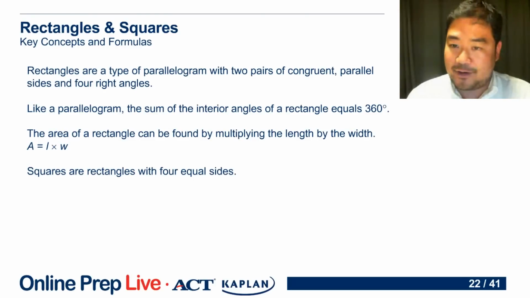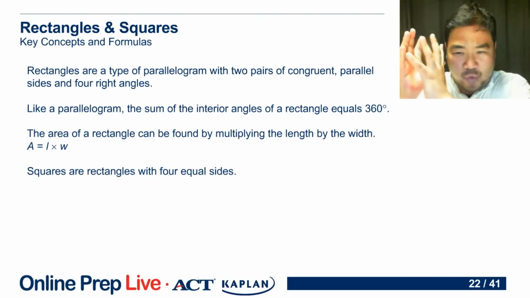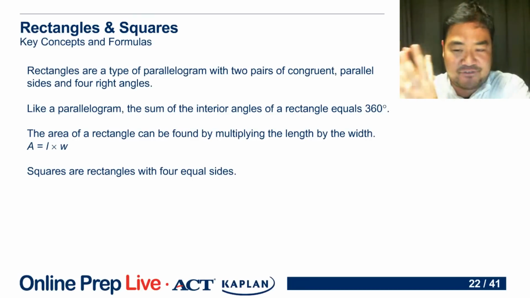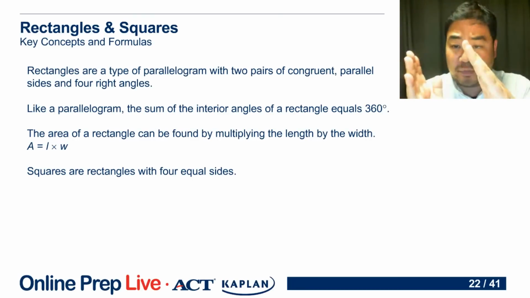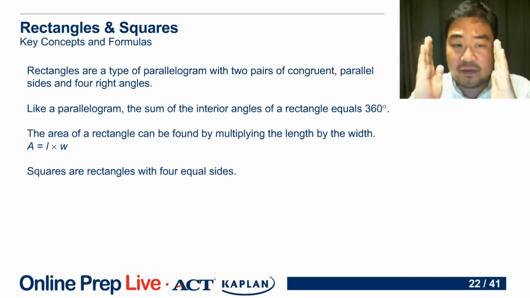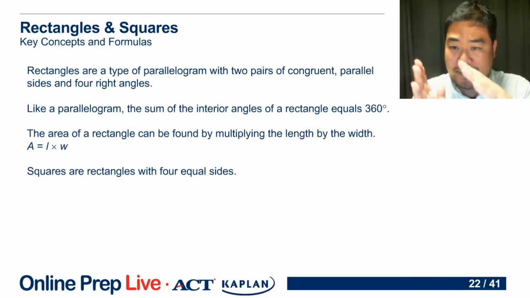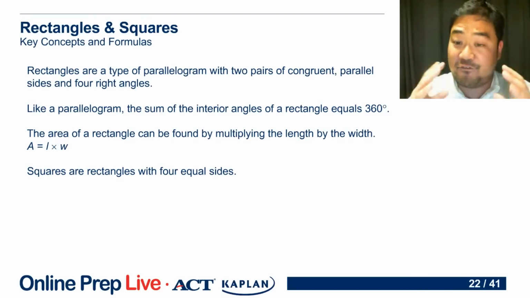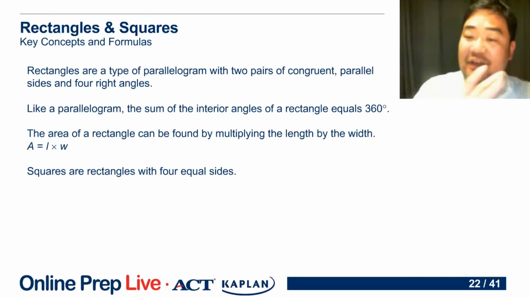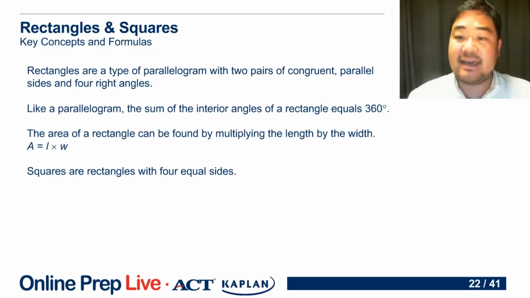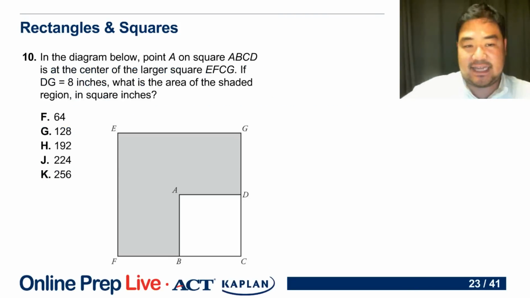And then squares are a specific kind of rectangle. So notice we have our little progression here, right? We start with quadrilaterals, which are just 4-sided figures. Then you've got parallelograms, which are 4-sided figures where we have pairs of congruent sides that are parallel to each other. Then you have rectangles that are 4-sided figures, parallel lines, and all of them are 90 degrees. And then you have squares, the most specific kind, where you have a 4-sided figure, 90 degrees, and all sides are the same. Okay, so let's take a look at number 10.